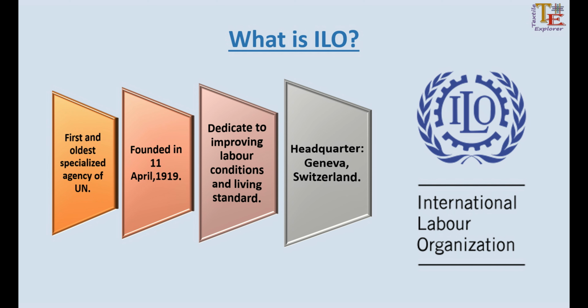In 1948, the organization was recognized as a subsidiary of the United Nations. The ILO is headquartered in Geneva, Switzerland. Currently, 187 countries of the world are members of this organization. This organization won the Nobel Prize in 1969.